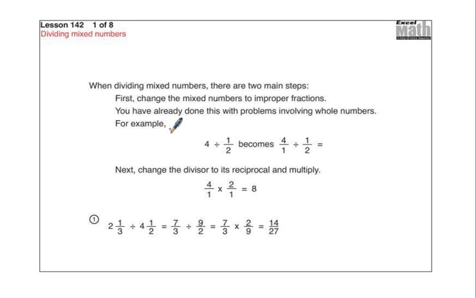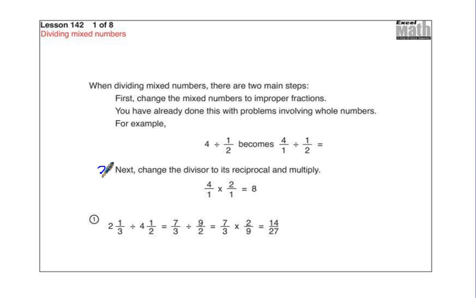Sixth grade Excel, lesson 142, dividing mixed numbers. When dividing mixed numbers, there are two main steps. First, change the mixed numbers to improper fractions. You have already done this with problems involving whole numbers. For example, 4 divided by 1/2 becomes 4/1 divided by 1/2.